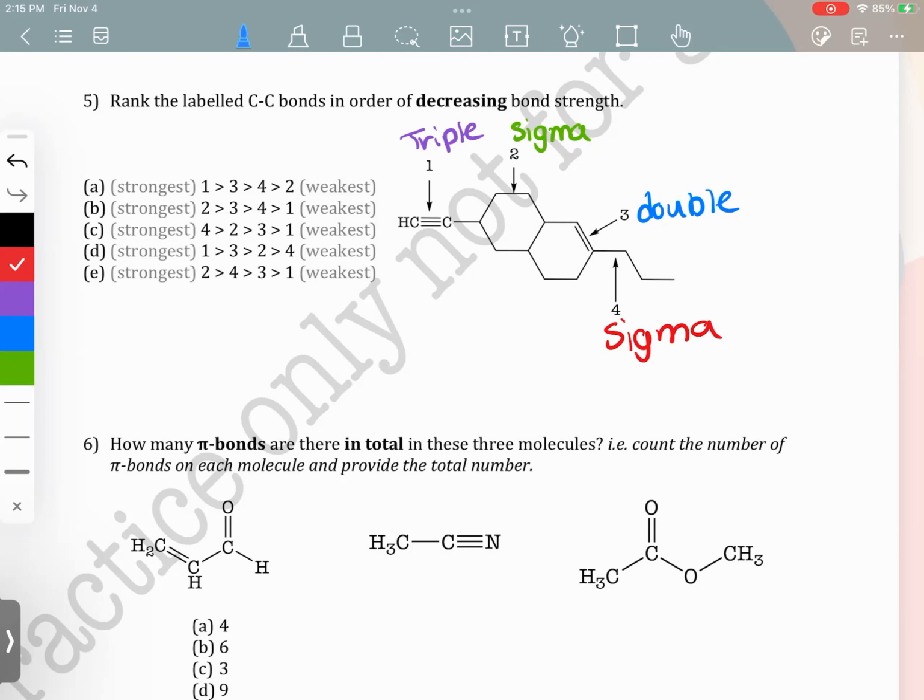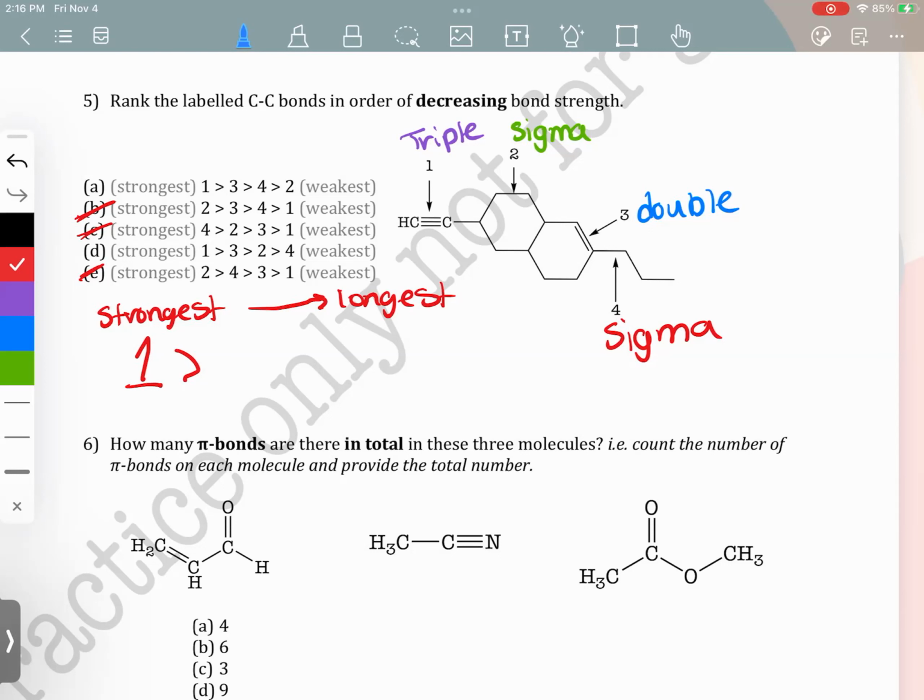So 1 would be the strongest, so we can eliminate answer choices B, C, and E because they have other bonds other than 1. Which one's the longest bond? Triple bonds, are they known to be longer than a single bond? No, they're shorter. Okay. Because of how short they are, that's why they're the strongest. Longer bonds would have weaker strength. So we said that 1 is the strongest. All right, cool. After 1, what do you think comes next?